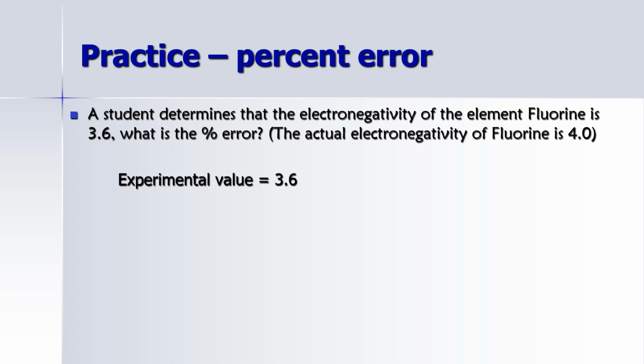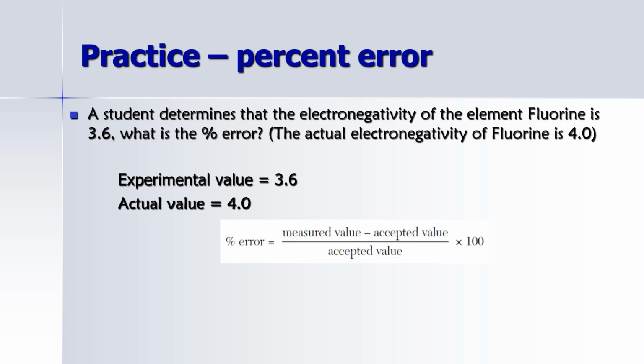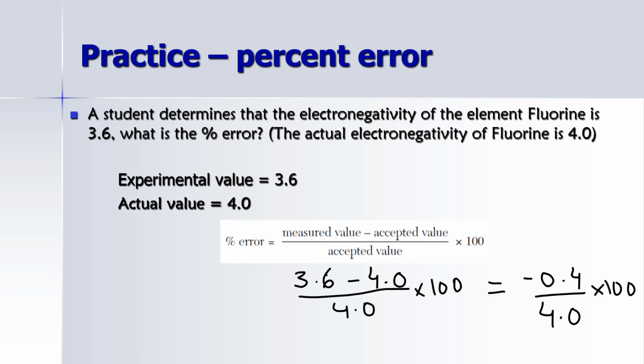So the experimental value here is 3.6. The actual value is 4.0. We can go ahead and put these numbers in our equation. So the measured value, we do 3.6 minus 4.0 divided by 4.0 times 100. Okay, when we do the math, we get negative 0.4 divided by 4.0 times 100. Once again, we cannot have our percent error as a negative number, so we'll go ahead and just ignore that negative part and continue with the rest, and that gives us a percent error of 10%.